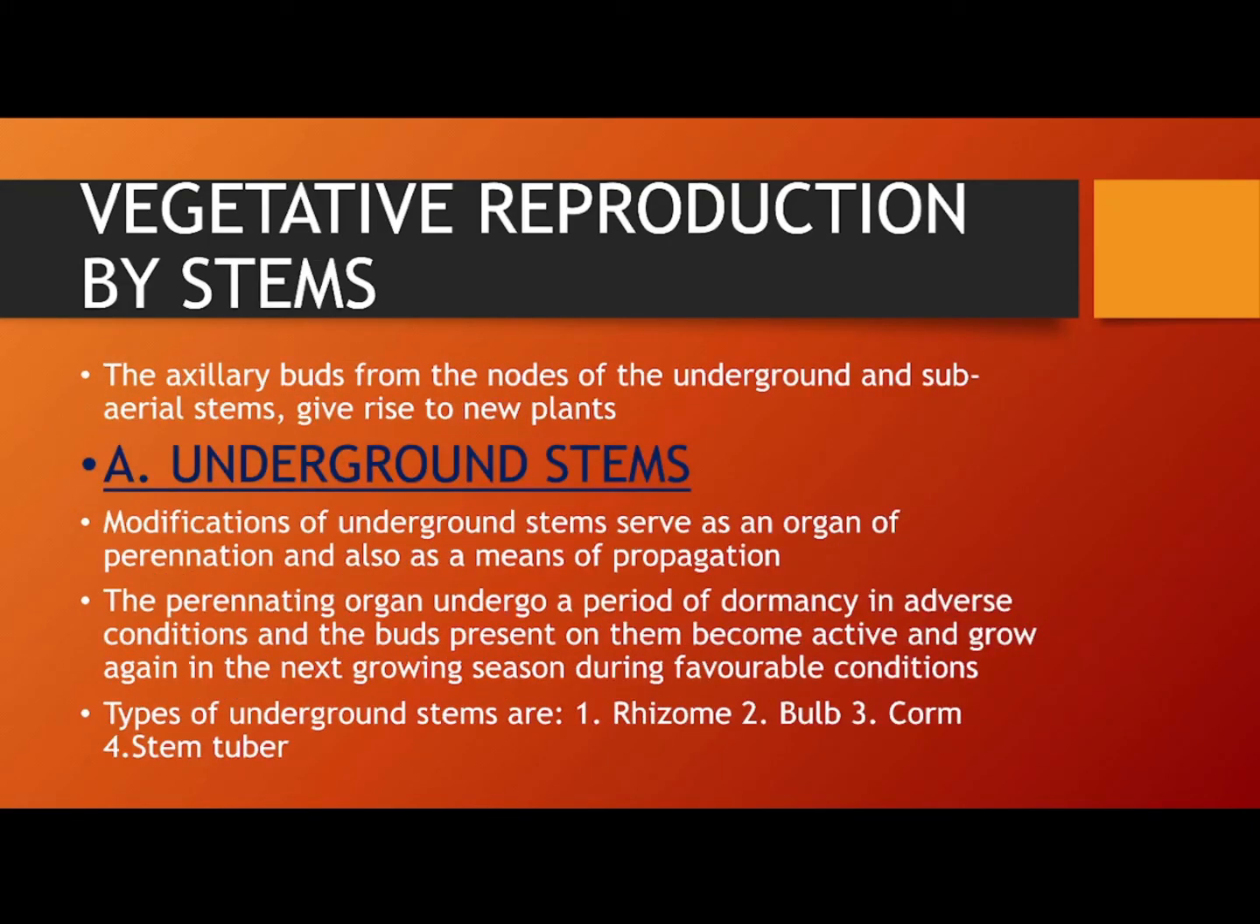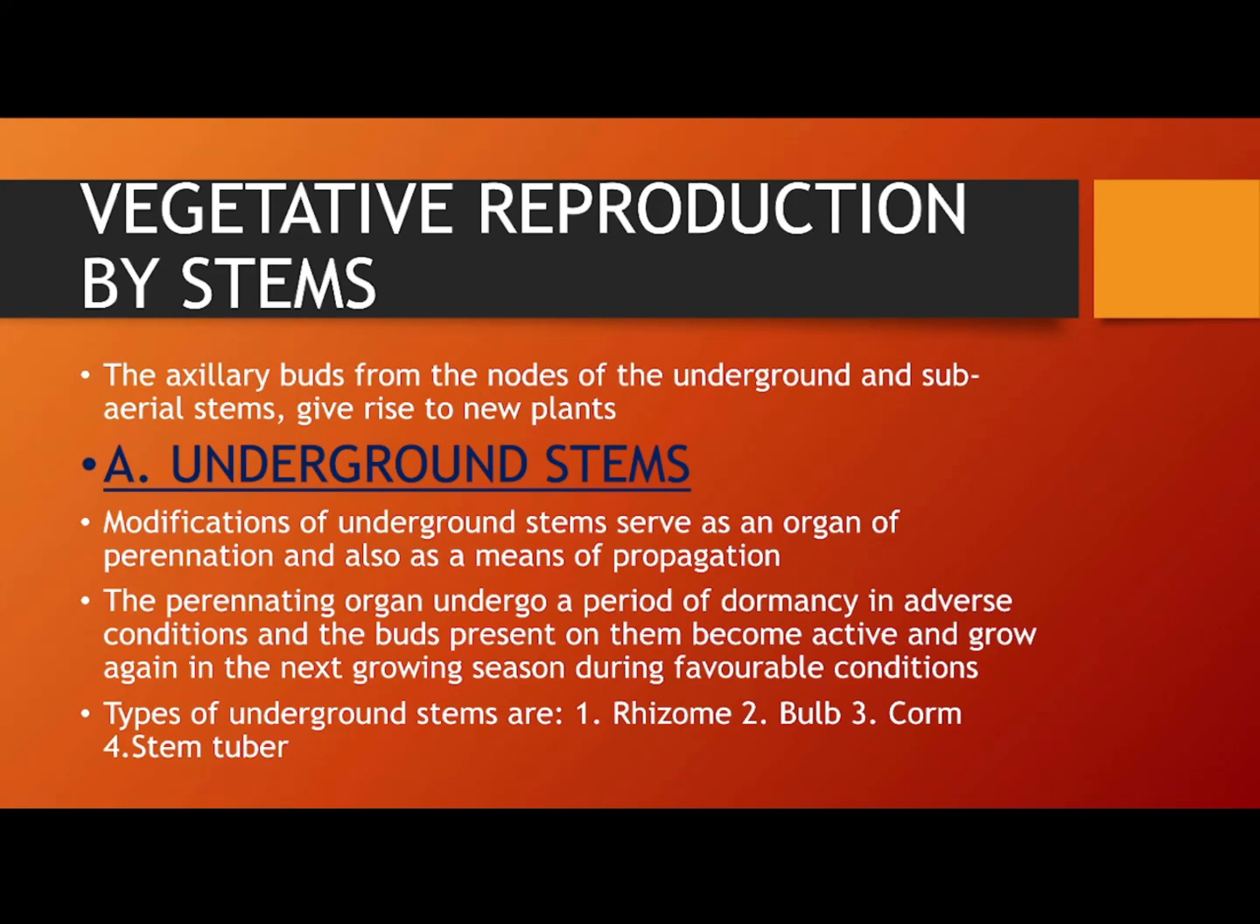The second topic that we are going to see is vegetative reproduction by stems. Buds develop on the stems of plants. The stem could be of two types, underground and subaerial stems. Both of these types develop buds which can give rise to a new plant. Underground stems.